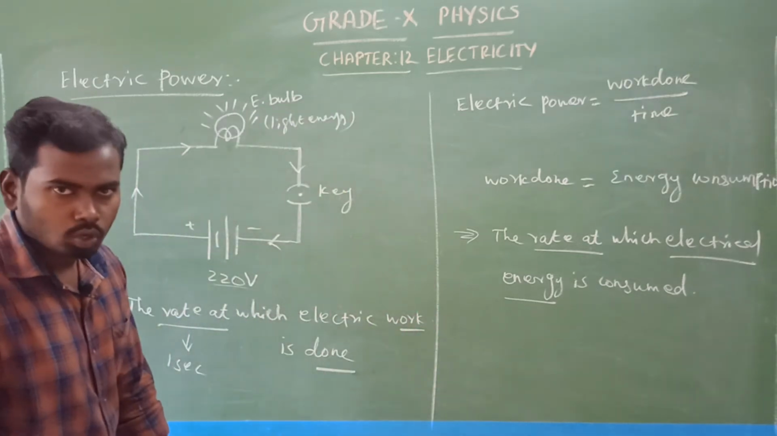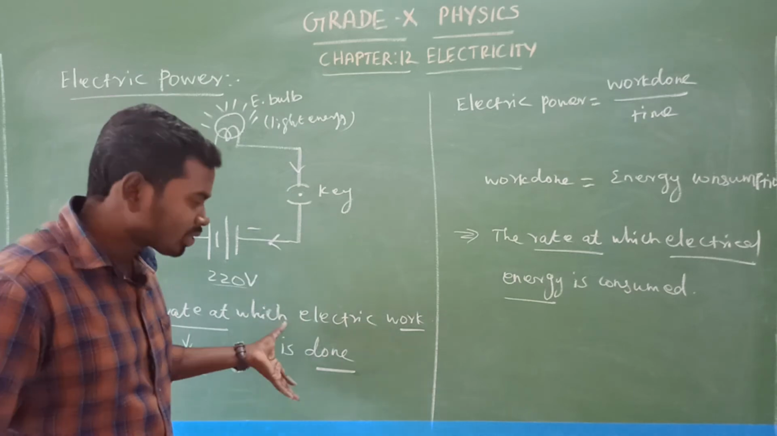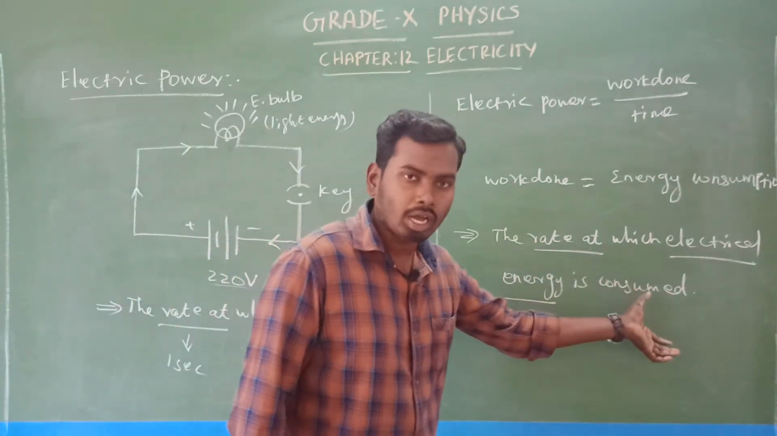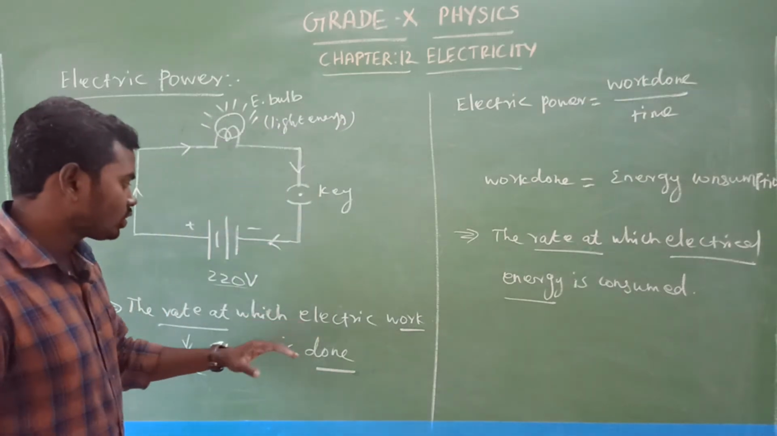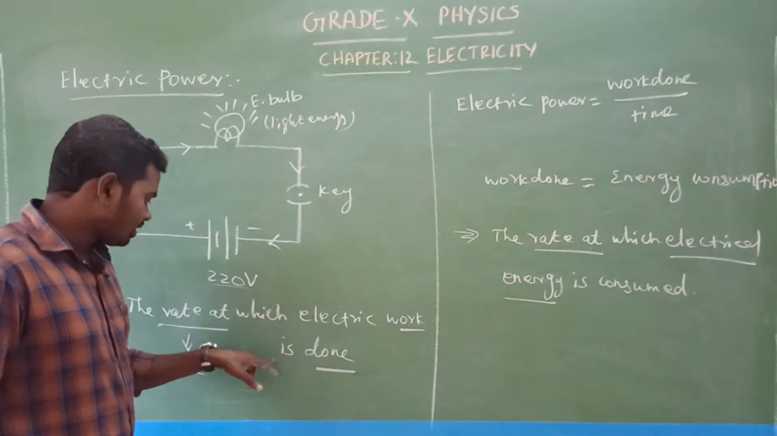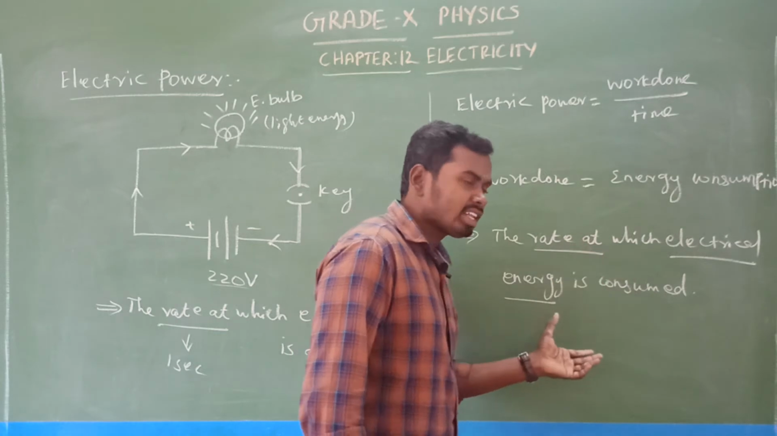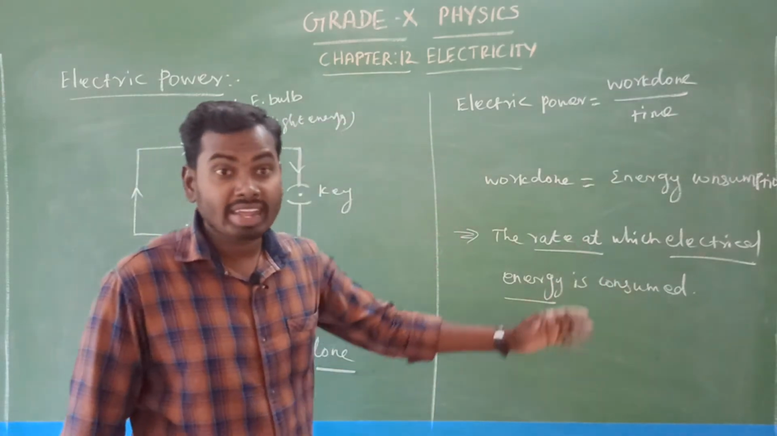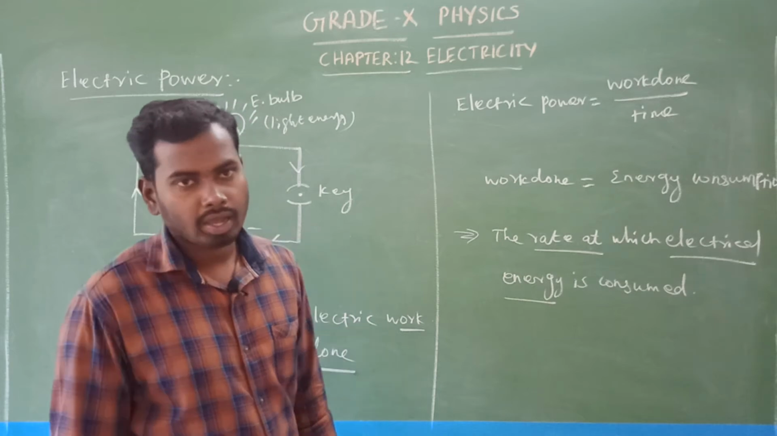That's all. So we have two definitions for electrical power: in terms of work done, as well as in terms of electrical energy. The rate at which electrical work is done is called power in terms of work done. The rate at which electrical energy is consumed is also called power in terms of energy. That's all, students.